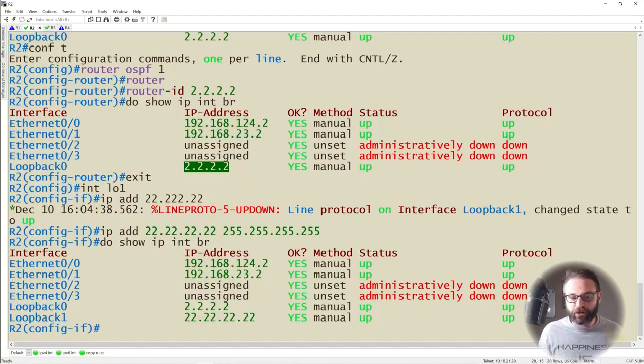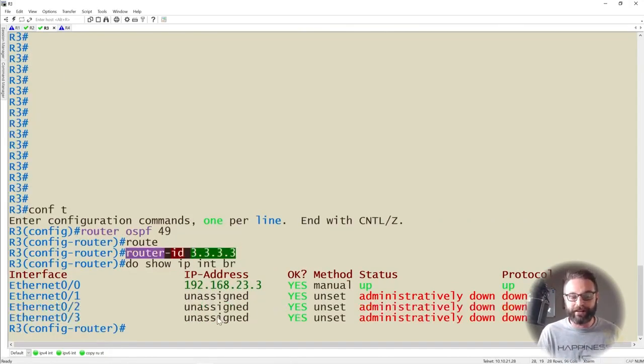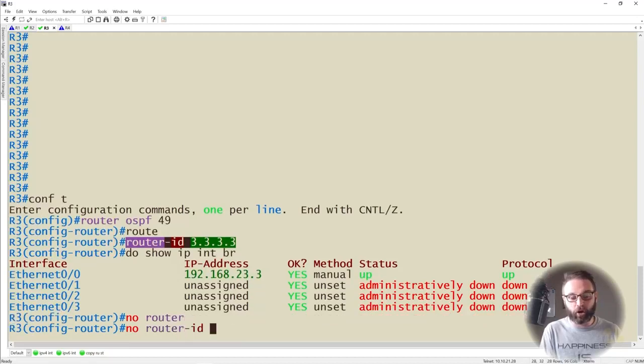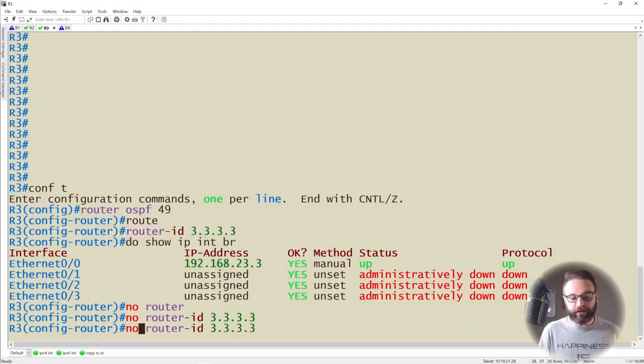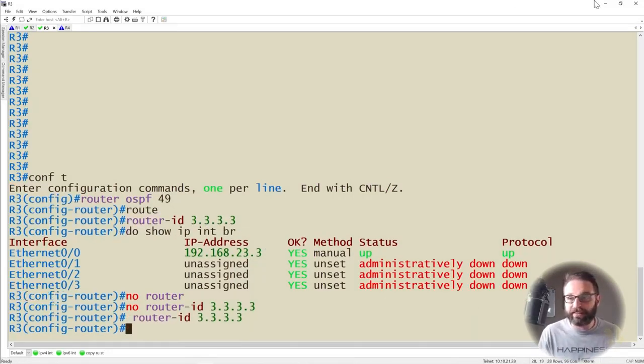But then there was that third option, right? If we didn't have loopback addresses and we didn't explicitly set the router ID, let's say here I type in no router-id 3.3.3.3. So now my device does not have an explicitly set router ID, and it does not have a loopback address. It then defaults to the highest physical IP address on the network. So in this case, I don't want to do that. I want to keep my router IDs alive.